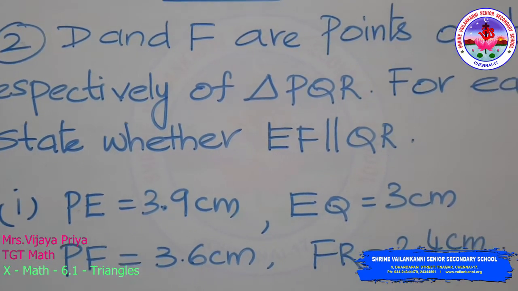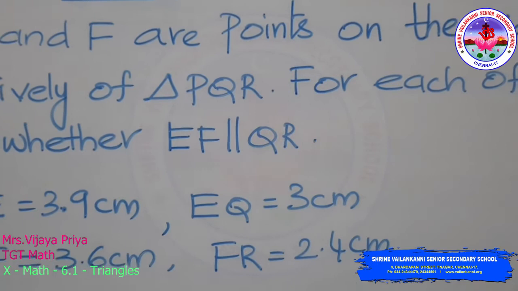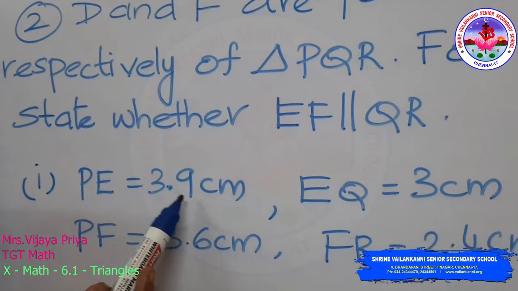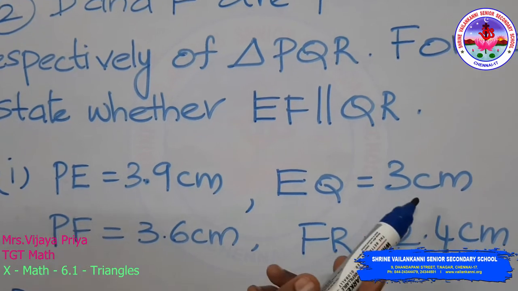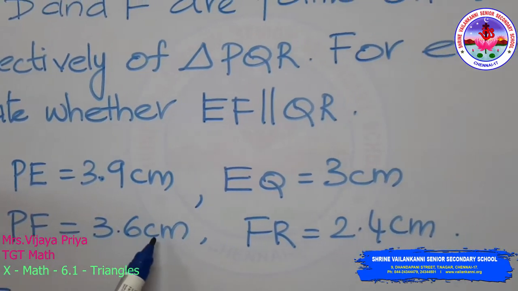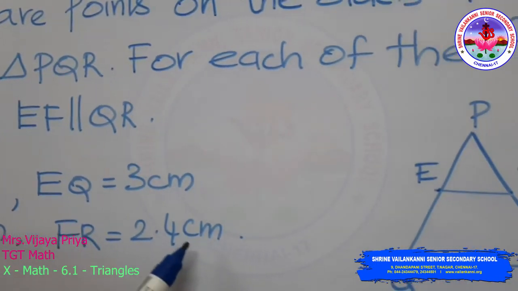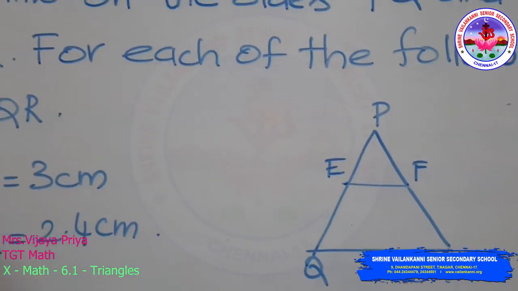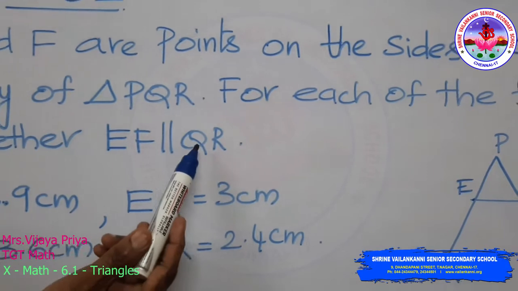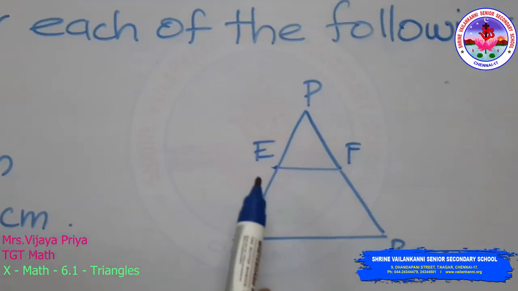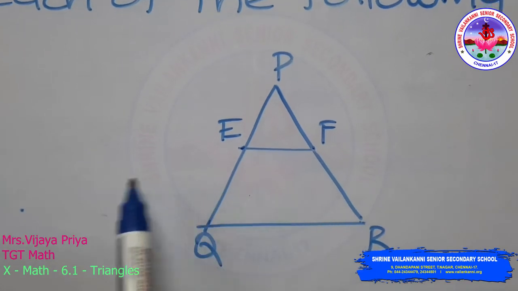Now we are going to see the first subdivision, where he has given PE as 3.9 centimeter, EQ 3 centimeter, PF 3.6 centimeter, FR is equal to 2.5 centimeter. So we need to find out whether EF is parallel to QR. So I am going to draw a triangle PQR. I am drawing a line EF.